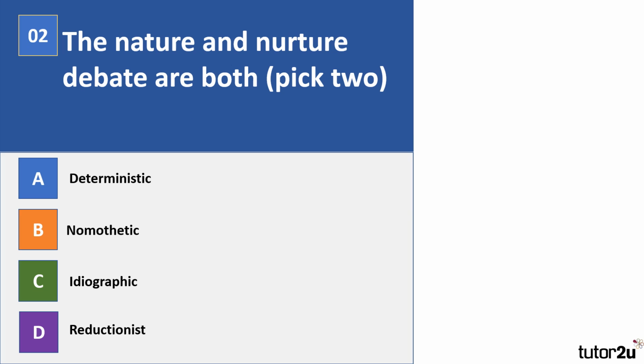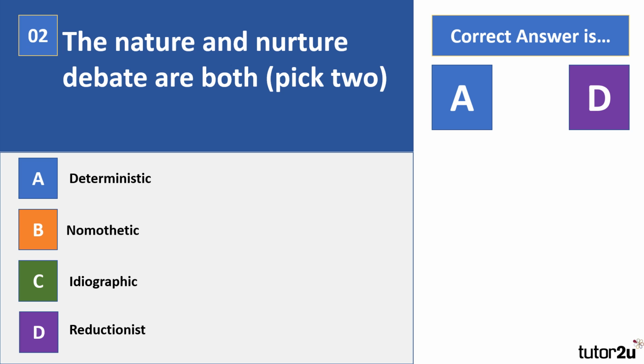Okay, question 2. The nature and nurture debate are both what? We've got deterministic, nomothetic, idiographic and reductionist, so I want 2 from there. So pause your video. Right, the correct answers that I'm looking for again are A and D, deterministic and reductionist.